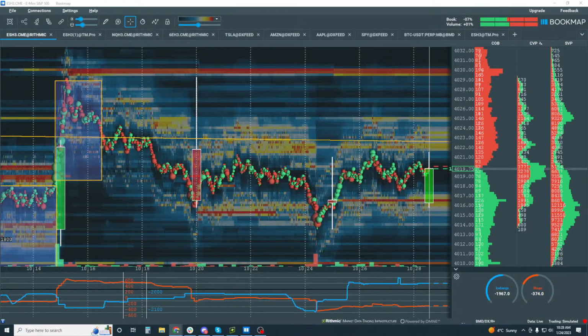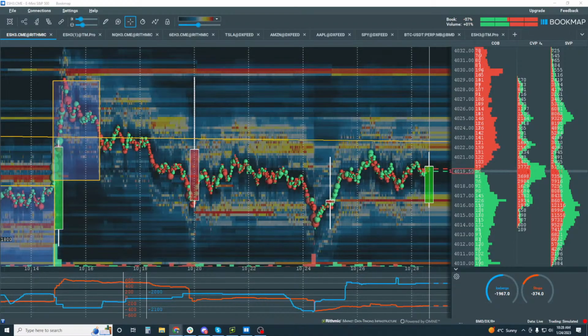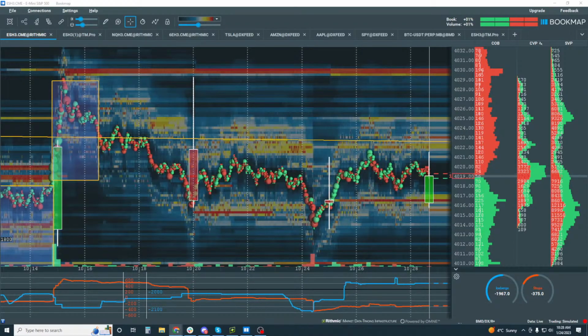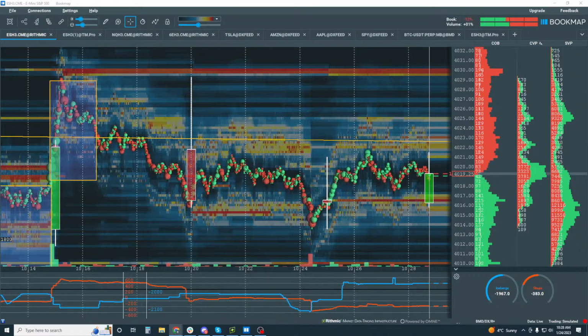Good morning, Timothy. So what does the iceberg imply besides hiding flow? Well, it implies it's a larger player as well.